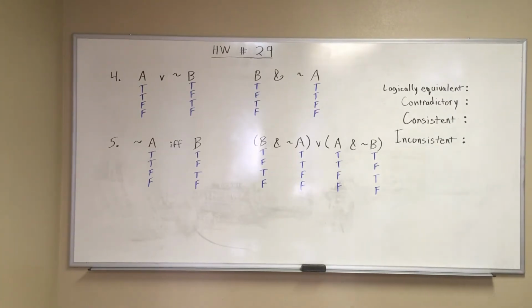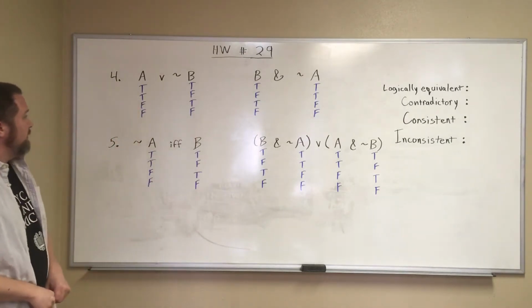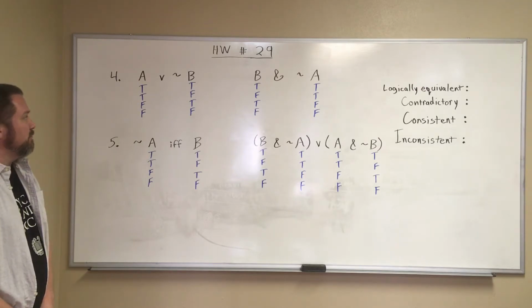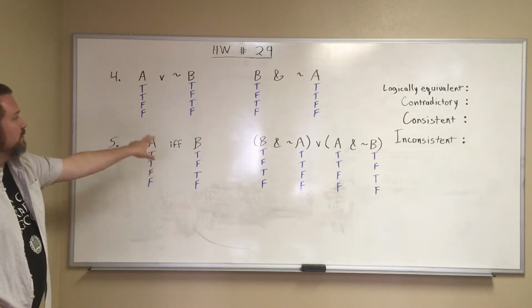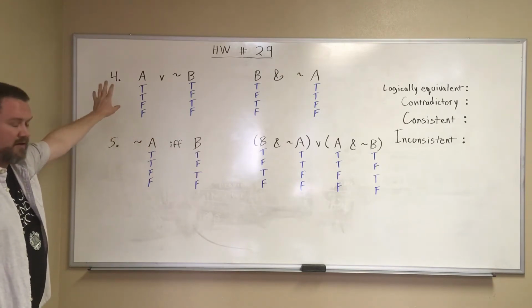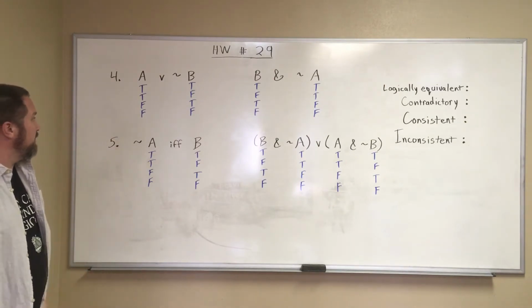Okay, so the final two problems that I'm going to go over from homework number 29. I have two statements each, and I've already filled out the truth values under each of the two terms. So all four of these statements have two terms each, A and B. So again, you're going to have 4 rows under each of the truth tables.